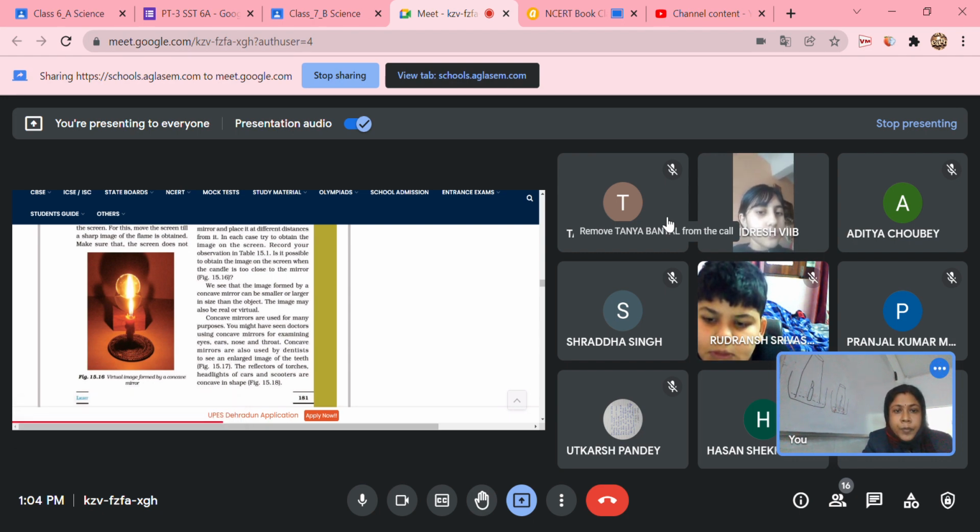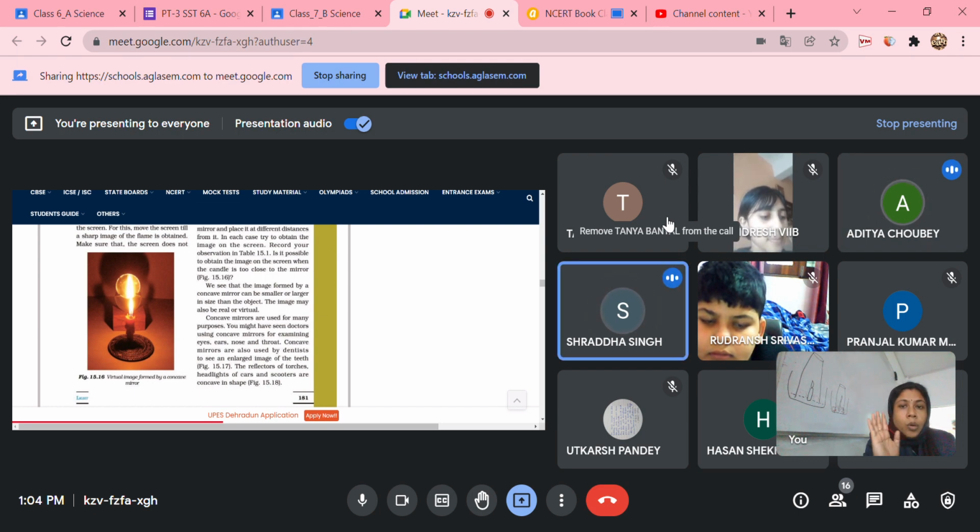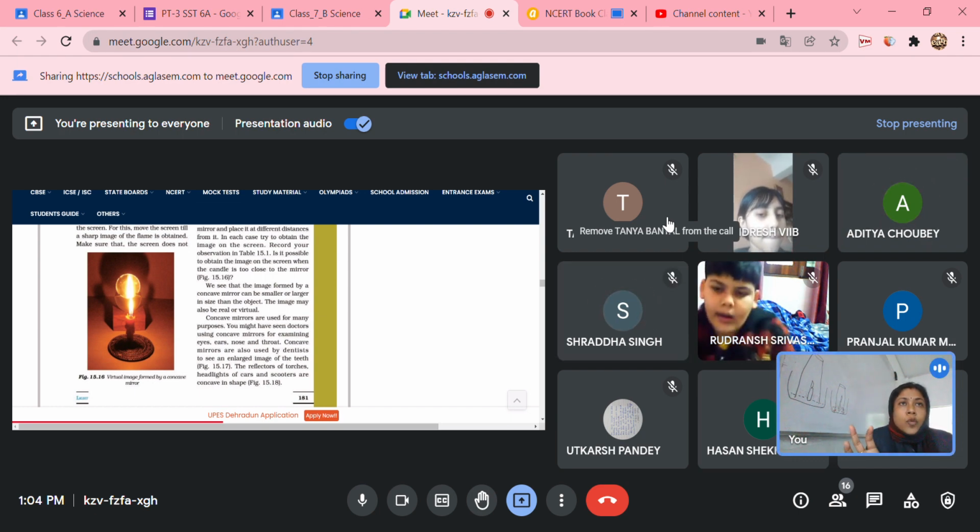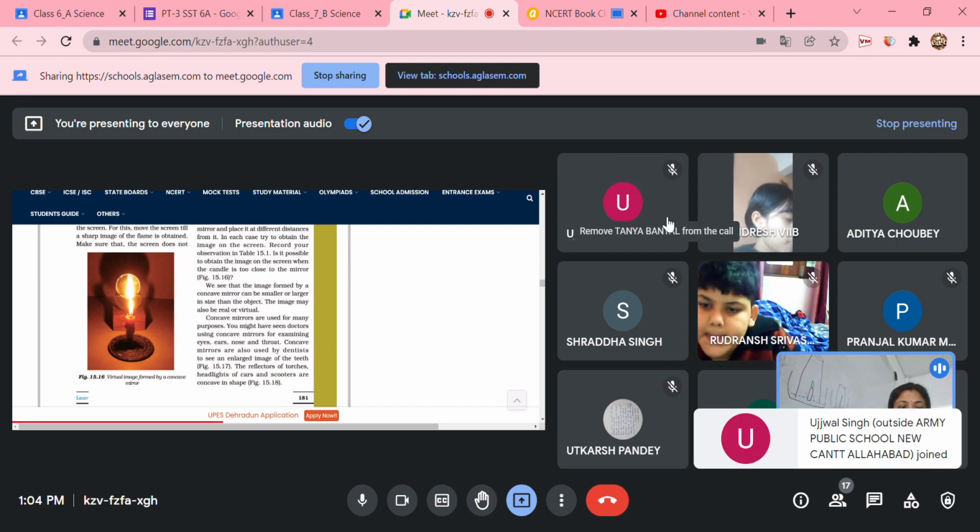Why? Or under which condition can an image not be obtained on a screen? Ma'am, when there is a virtual image, it cannot be obtained on the screen. But if it is a real image, then it can be obtained on a screen. So when the image is real, it will be obtained on a screen, and when it is virtual, it cannot be obtained on a screen.